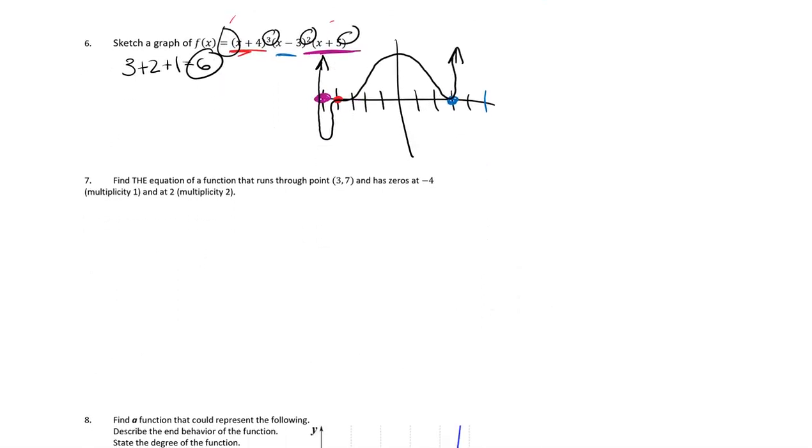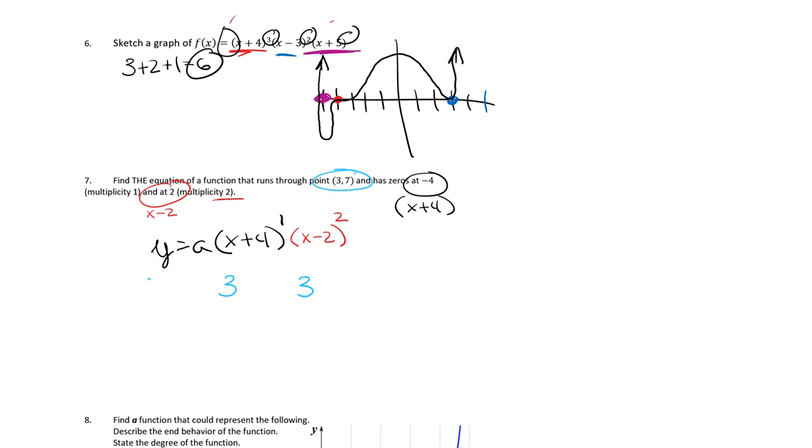Okay, last one, the function. So again, write this in factored form, has zeros at -4. So this is really x plus 4 with a multiplicity of 1. And then this is really x minus 2. But this has a multiplicity of 2. Okay, so then that's y equals a. I have my x and y right here. So now it's 3's go there, 7 goes here, equals a, which is what I'm solving for, times x plus 4, x minus 2 squared.